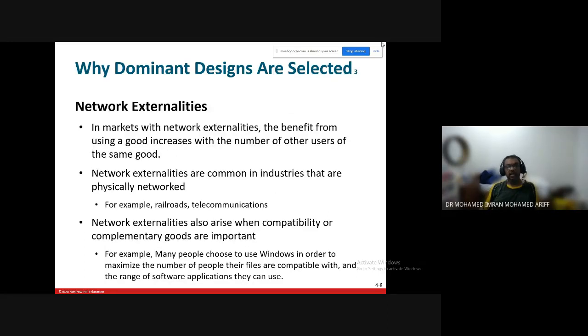Okay, network externality. That means you are looking at why a dominant design is selected because of its network externality. That means this particular design is well established and it's common to everyone. Many people choose to use Windows in order to maximize the number of people their files are compatible with and the range of software applications they can use. So you do not want to choose a product or service which is not compatible with others.